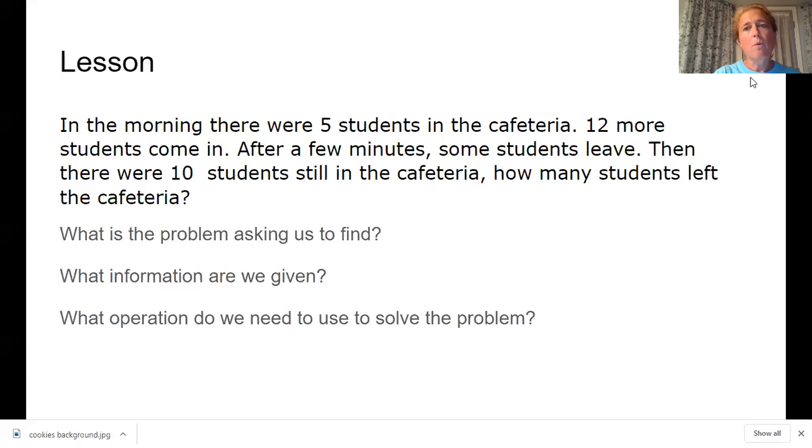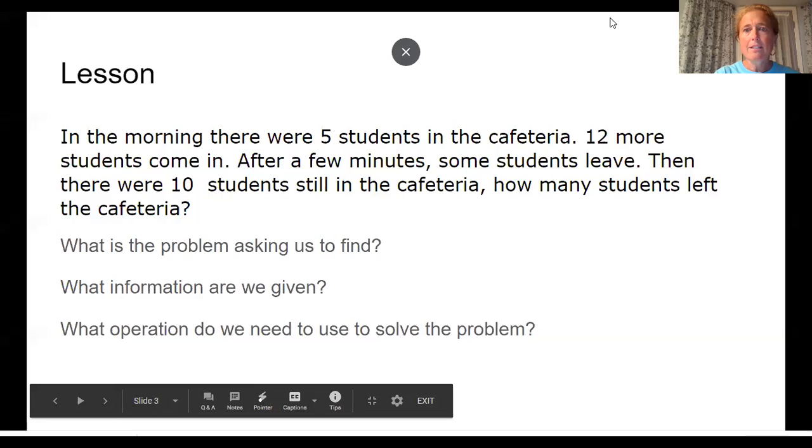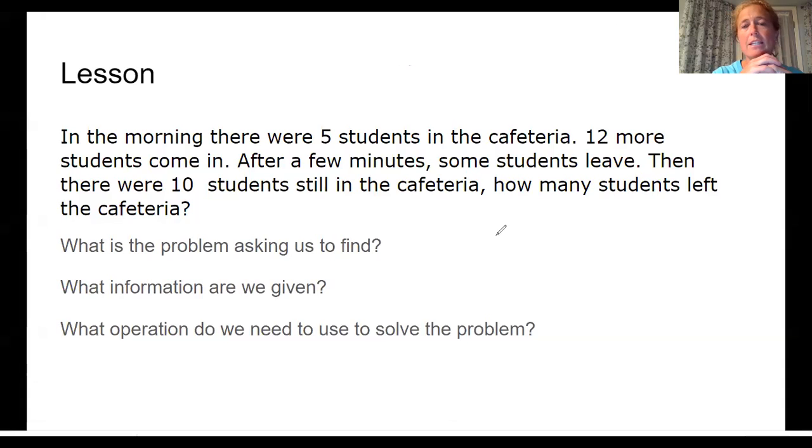Here is our question, and again, I'm going to stop my share because I do need to make sure I get my pen. There it is. Okay. In the morning, there were 5 students in the cafeteria. 12 more students came in. After a few minutes, some students leave. Then there are 10 students still in the cafeteria. How many students left the cafeteria?